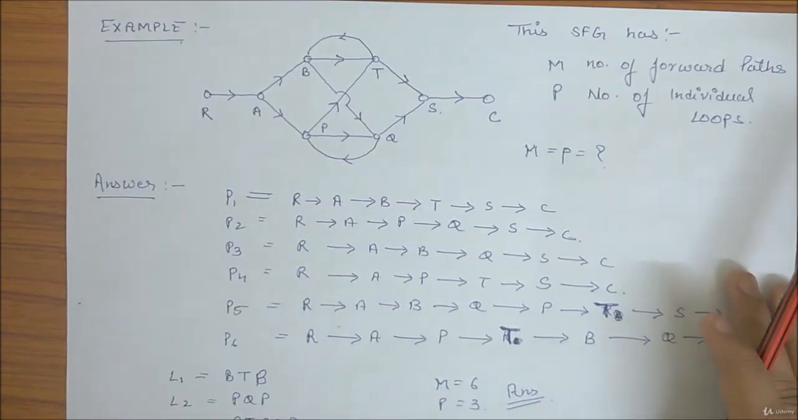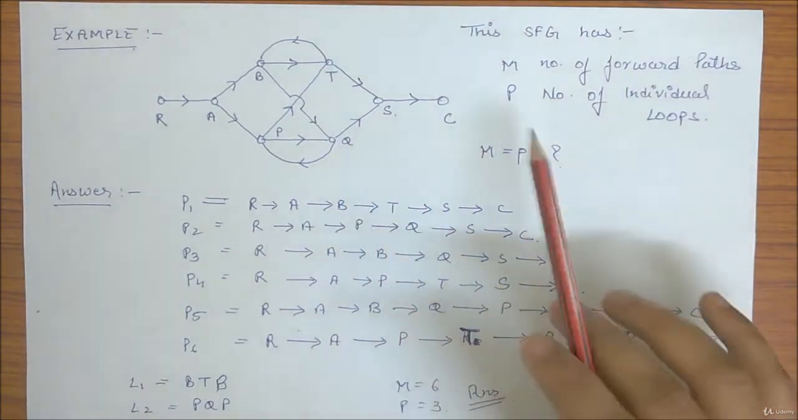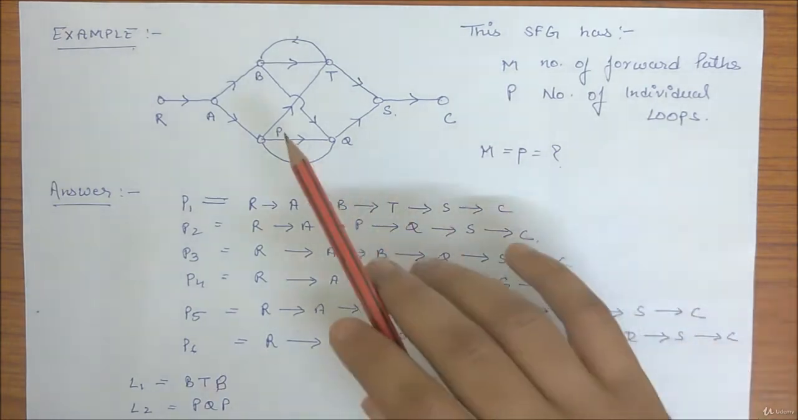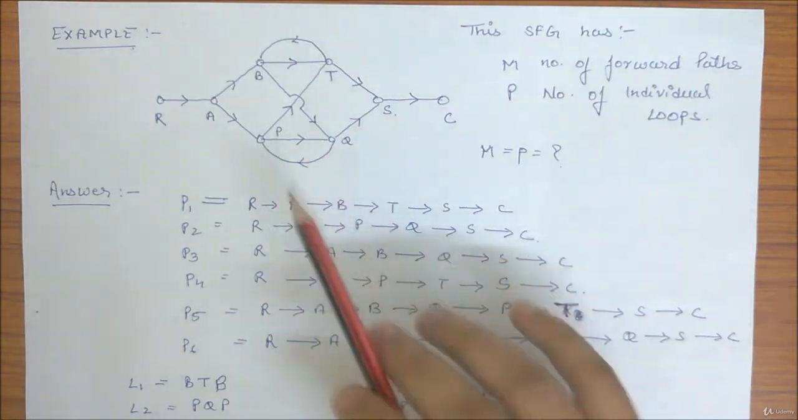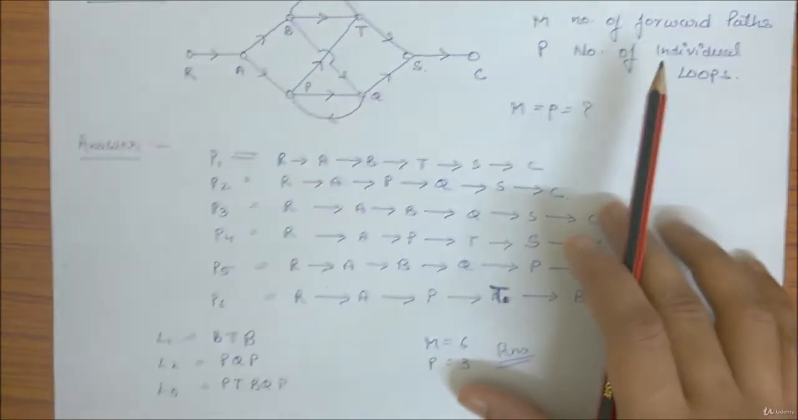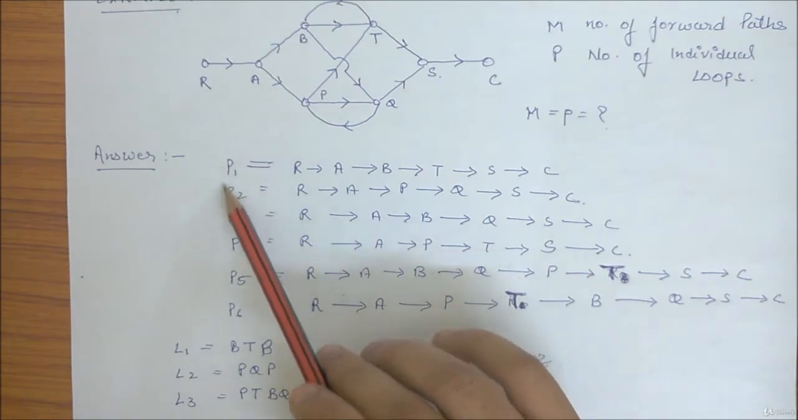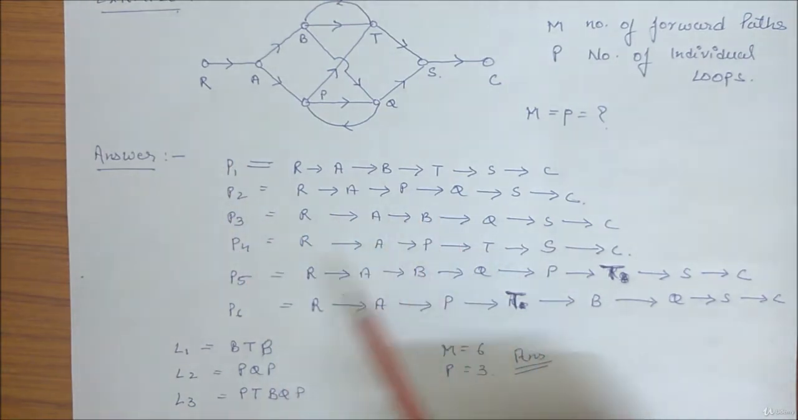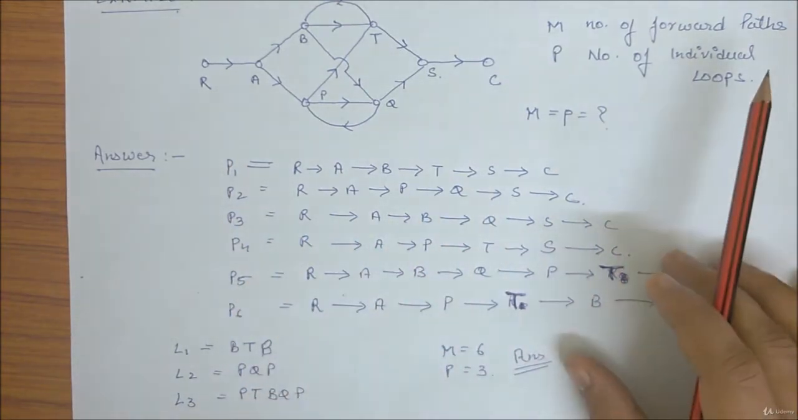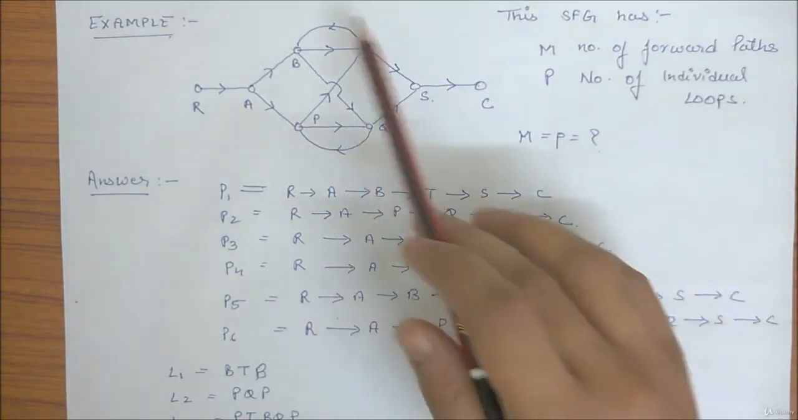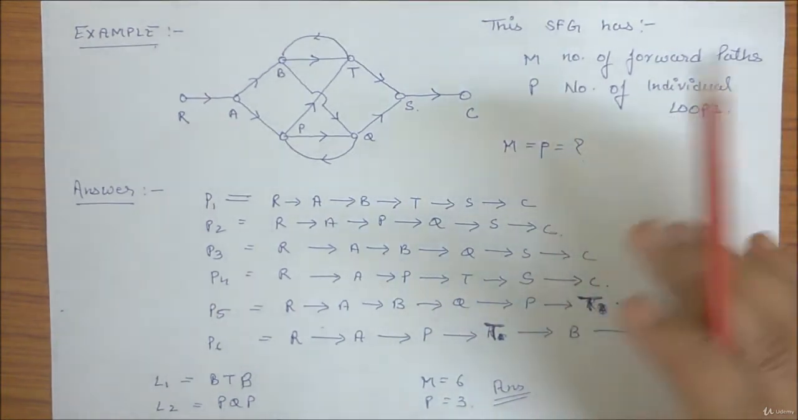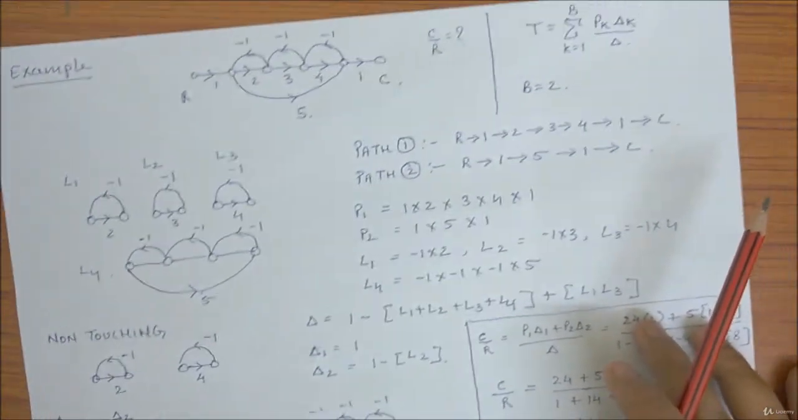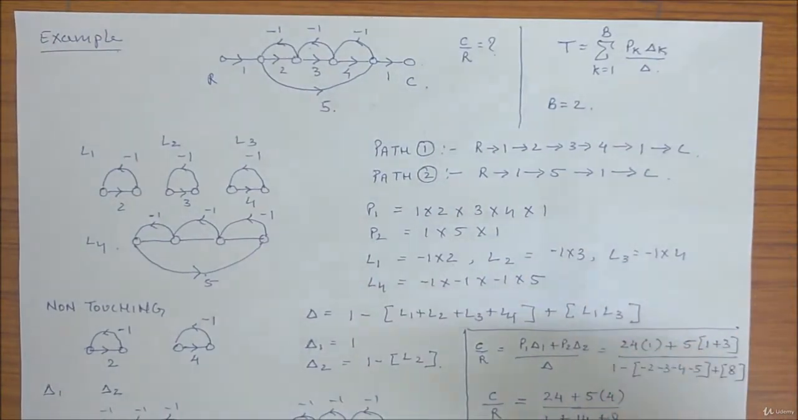From this question I wanted you to just figure out the forward paths and individual loop paths, and how a question can be tricky. For a normal student, one can find P1 to P4 easily, but some students will miss P5, P6, or some students can even take non-touching loops. So it's a kind of tricky question, that's why I included it, just for your practice, so that you can practice enough.